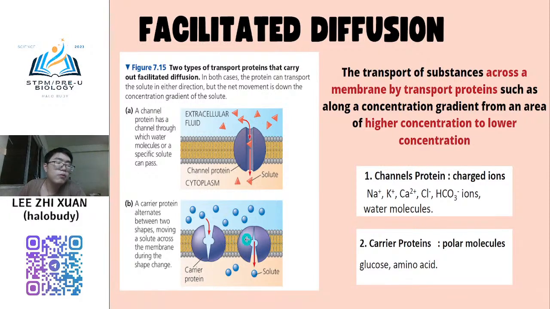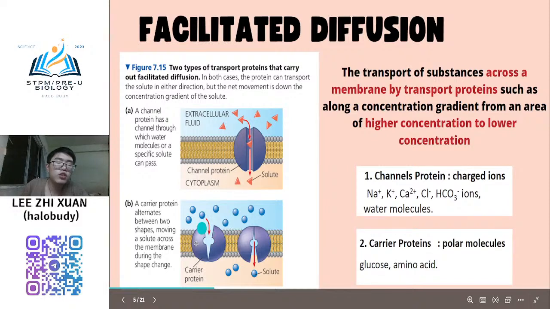Channel protein or carrier protein. Normally, what is the difference between a channel protein and a carrier protein? A channel protein contains a corridor in the middle, a pathway. But a carrier protein is not like that, it will change its shape. It will transport based on the shape.